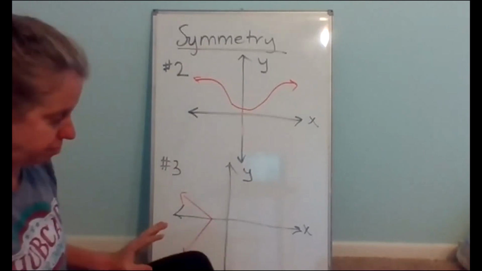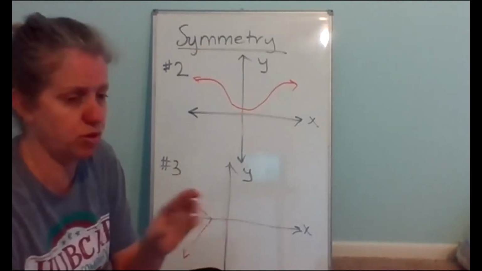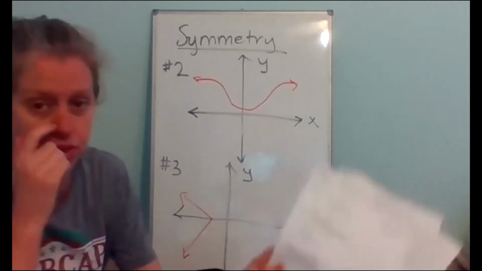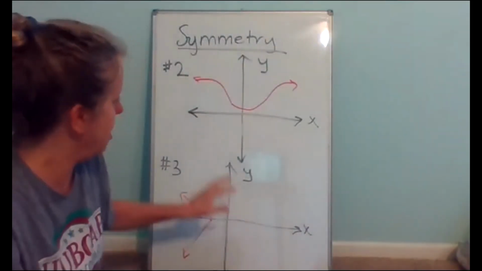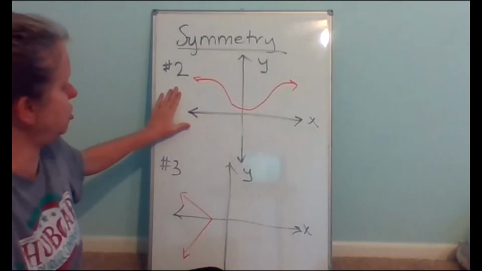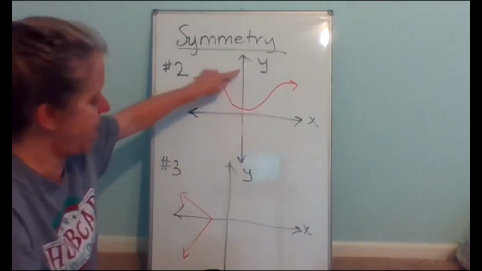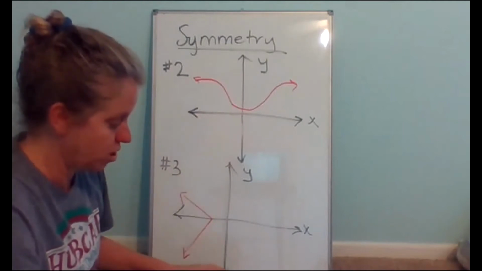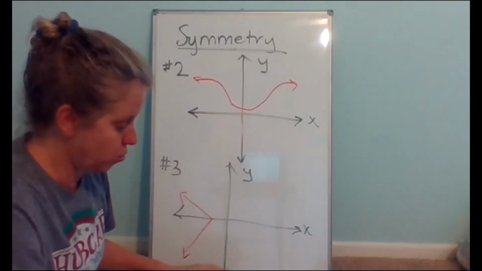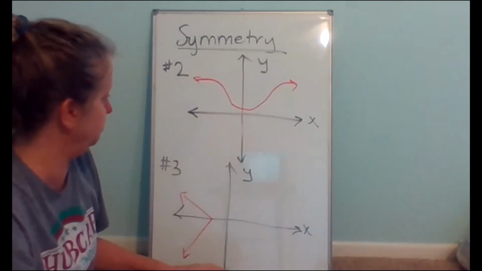So we're actually going to do number 2 and number 3 first, if you have your handouts that I sent. We'll come back to number 1 because it's a little harder to see that kind of symmetry. On number 2, you'll notice here's my x-axis, here's my y-axis, and it's asking where it is symmetrical to.